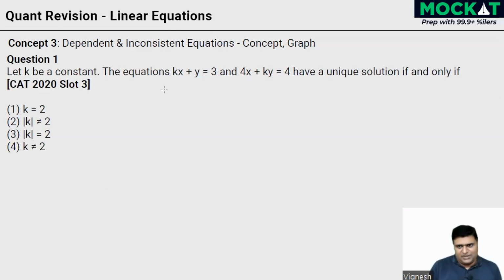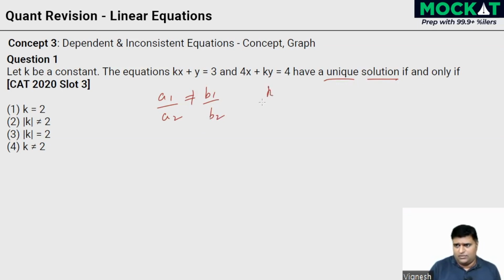So this is something which turned up in the CAT 2020 paper. Let k be a constant. The equations kx plus y equals 3 and 4x plus ky equals 4 have a unique solution. That means there is one solution over there. That means they have to be independent and consistent, right? So they will have a unique solution if and only if A1 by A2 is not equal to B1 by B2. That's it.